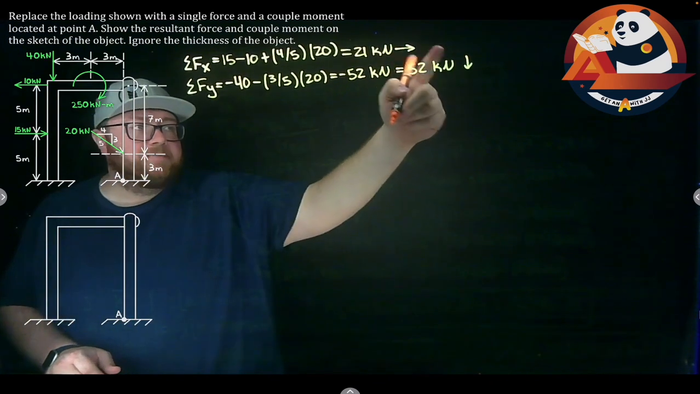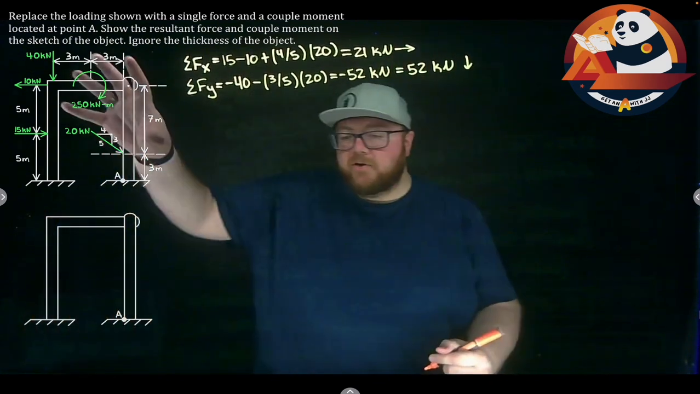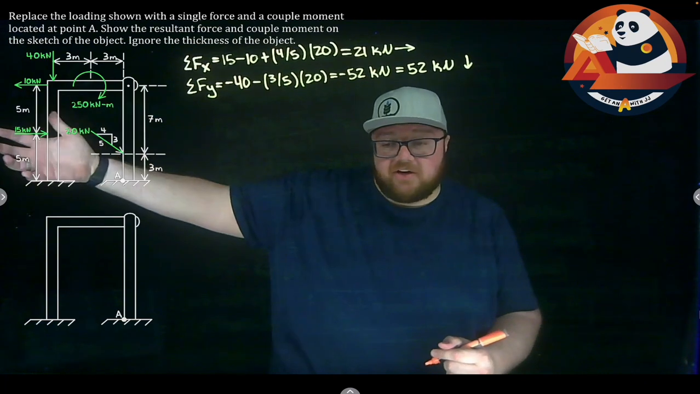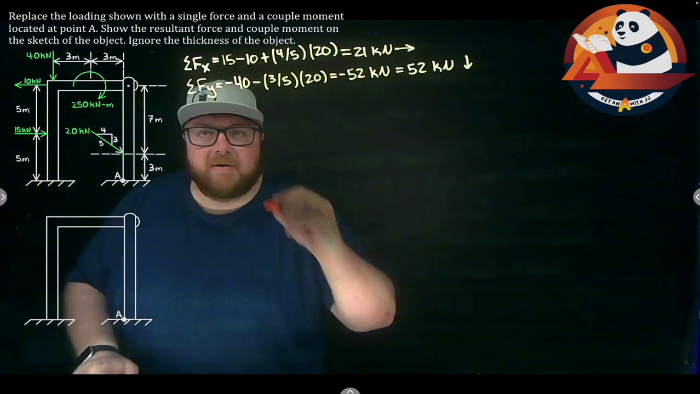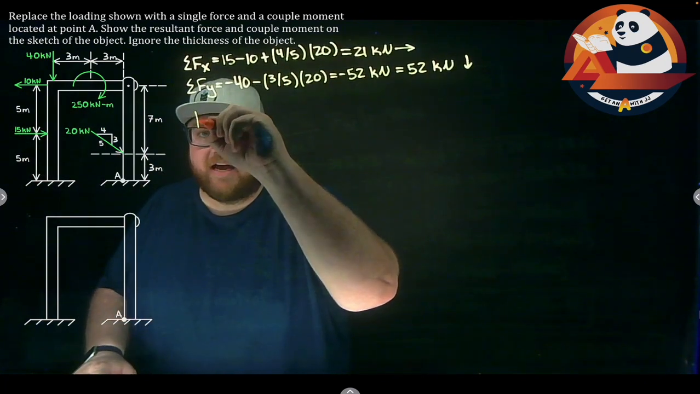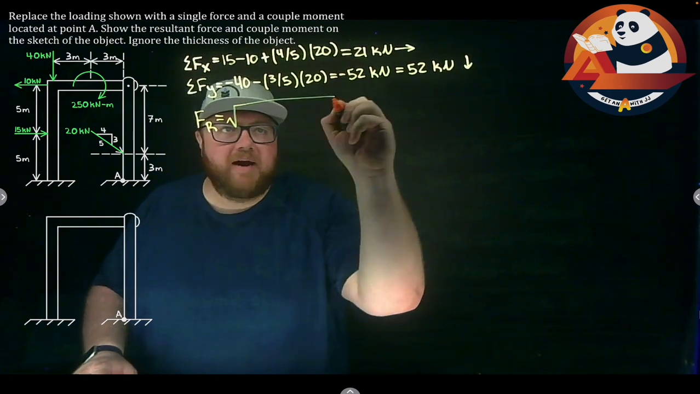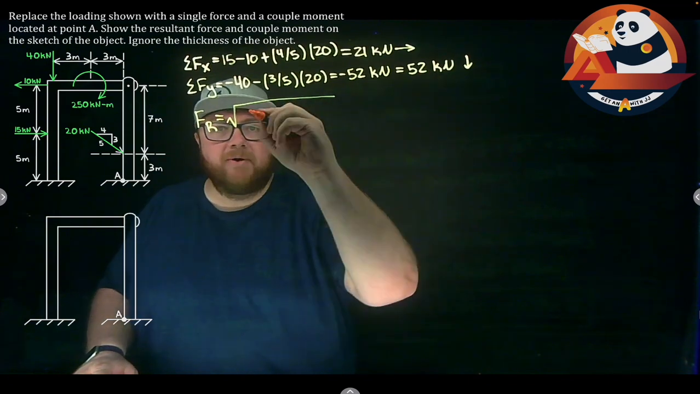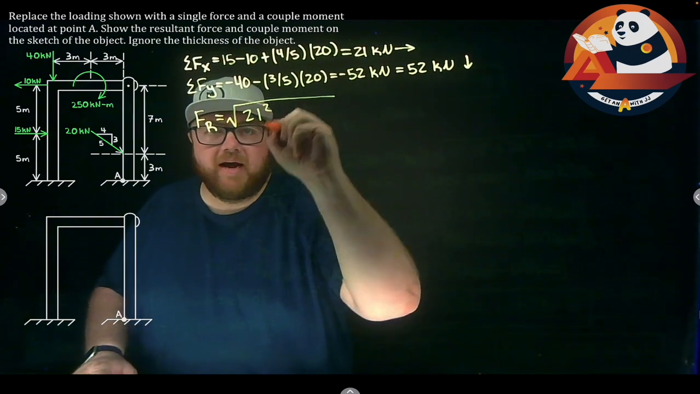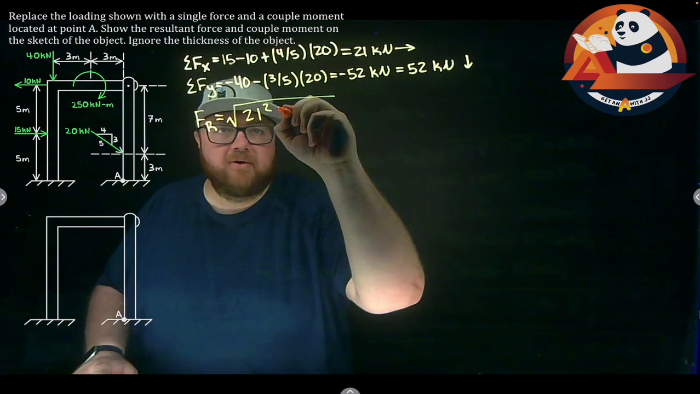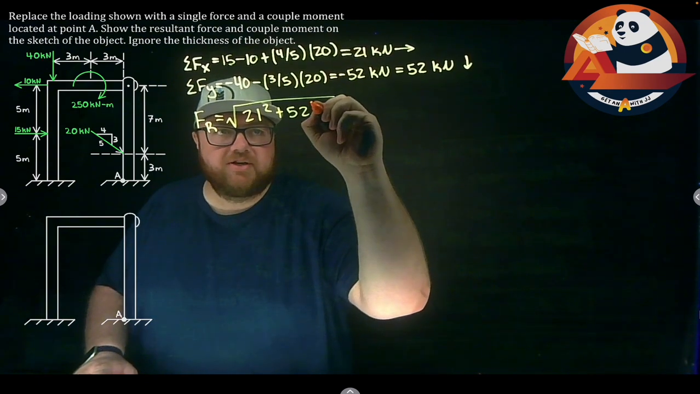But that's my x component and my y component. I can work with those to come in and say, let's get a resultant force figured out from this. So my resultant force, I'm going to call this FR. I'm just looking for a magnitude right now. It should be the square root of my x component squared plus my y component squared, plus 52 squared.